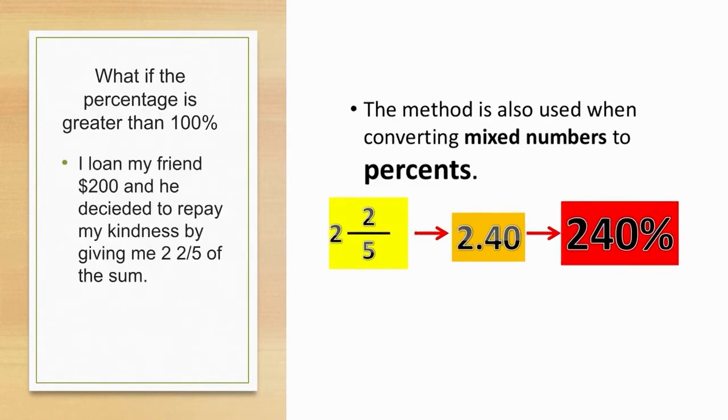All right, here we are. The method is also used when converting mixed numbers to percentages. So the same thing applies. We have the mixed number 2 and 2/5. By now, you should know that 2 as the whole is always placed to the left of the decimal point. So your mixed number becomes 2.4 to represent the same quantity.